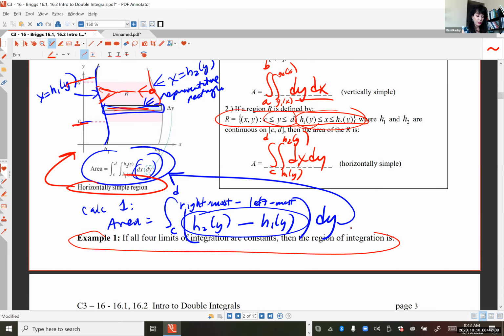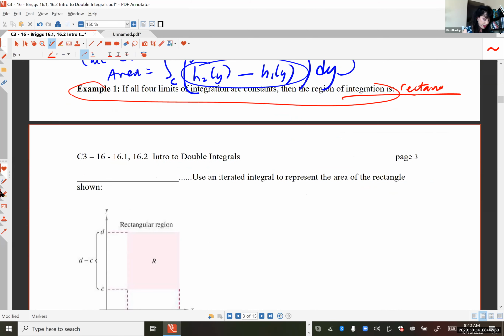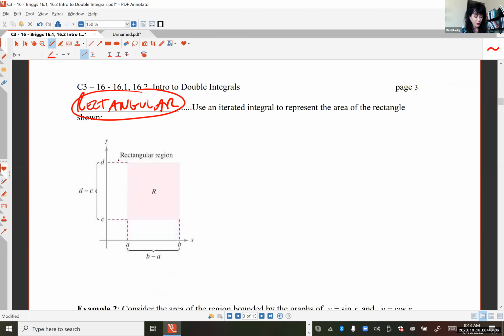Now, what if all your limits of integration are pure numbers? That can happen. Those types of regions are rectangular. The region of integration is rectangular. Now, I rarely give you rectangular regions of integration just because I like to make mine harder. But let's just look at an easy example here where you obviously have a rectangle as your region, okay?